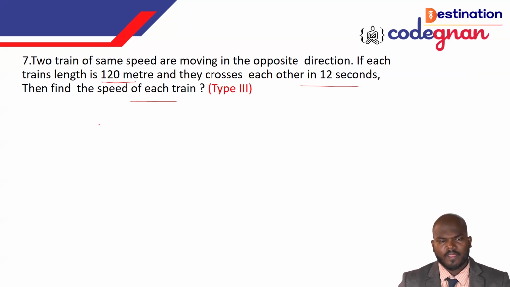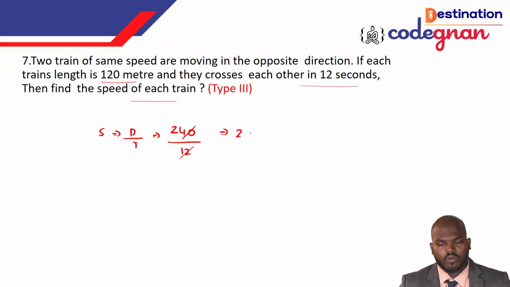Okay, there are two trains. Each train length is equal to 120. I'm using the same formula, distance by time, right? So the distance you need to take as 240, 120 plus 120. Over 12 seconds. If you cancel this, guys, it will give you the value 20.